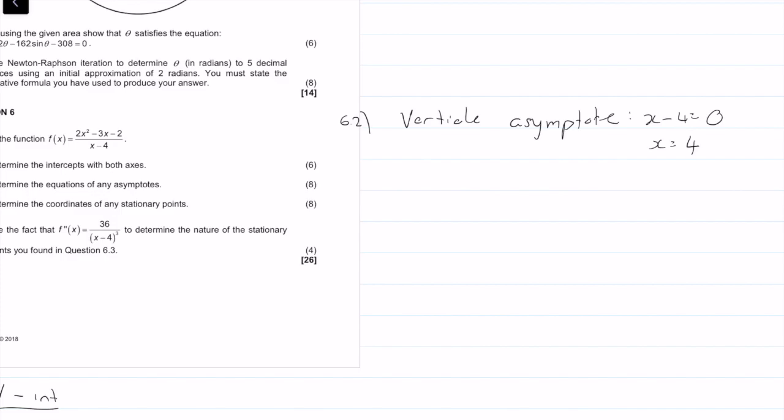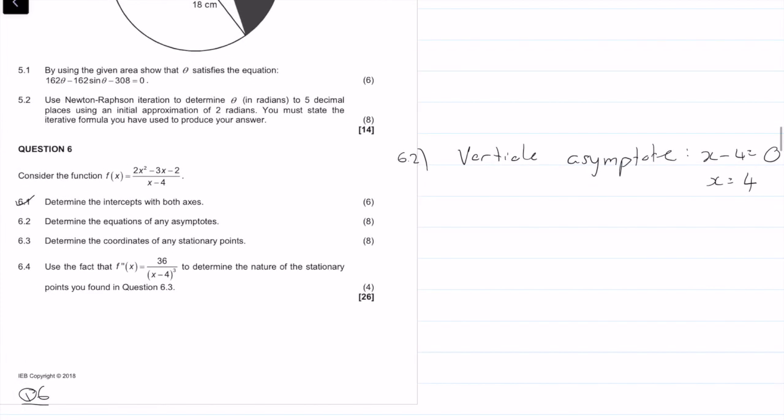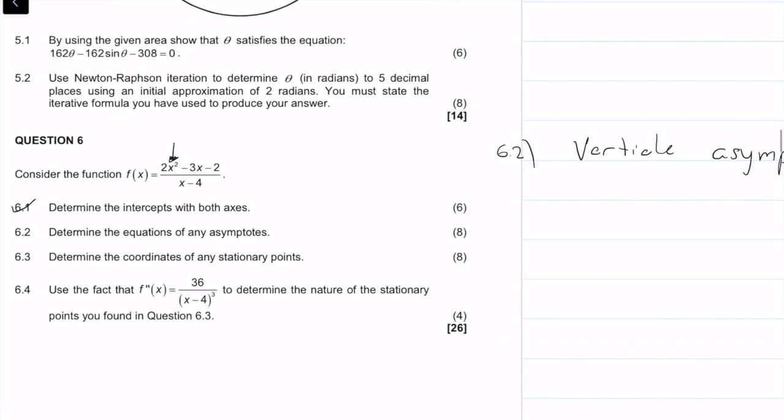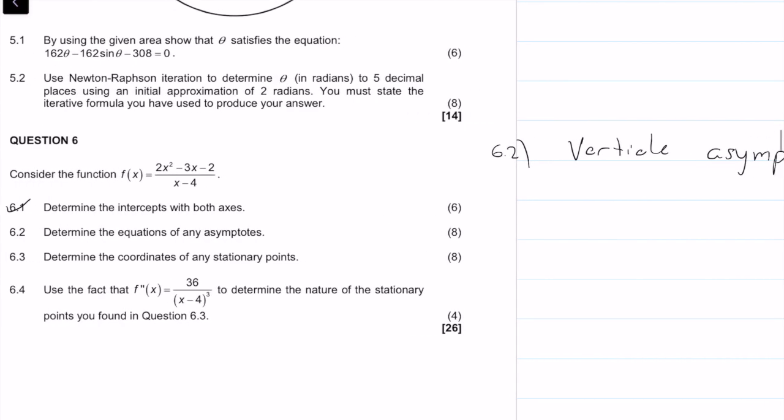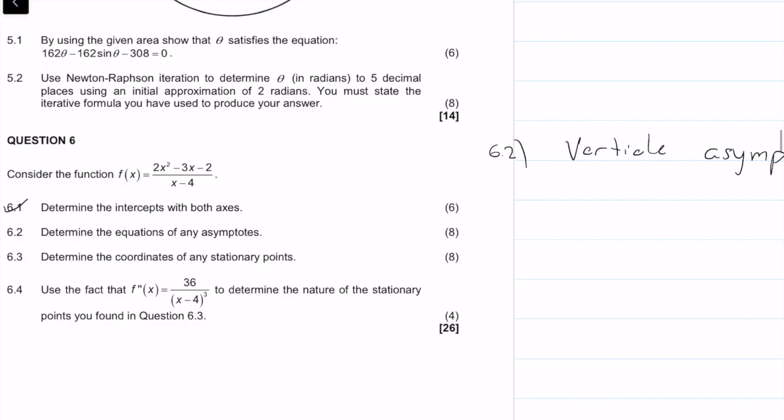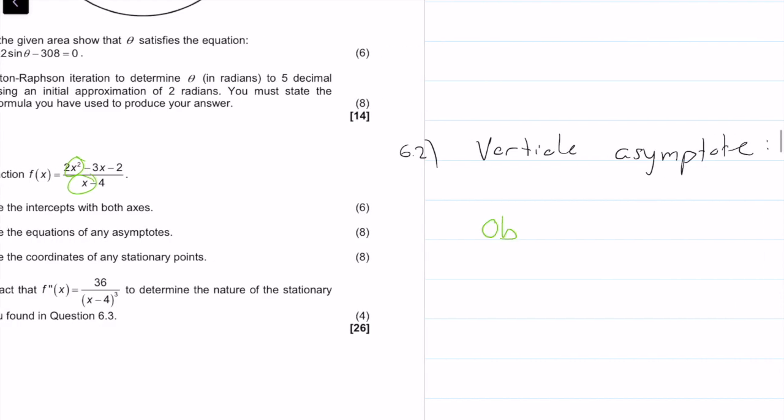Then there's also an oblique asymptote. The reason why we have this oblique asymptote is because the highest power of the numerator is greater than the highest power in the denominator for the x. That's how we find out whether we have an oblique asymptote. In this case, we have x squared at the top, and we've only got x at the bottom. So there is going to be an oblique asymptote.